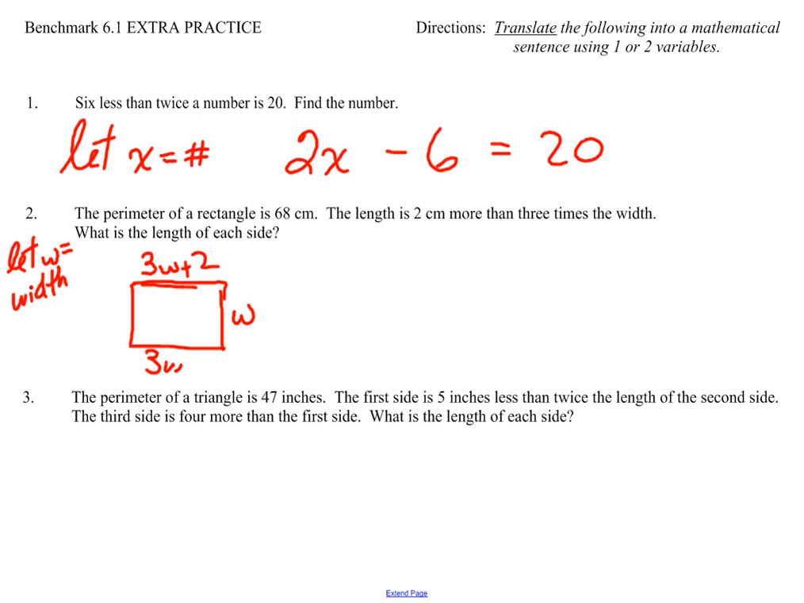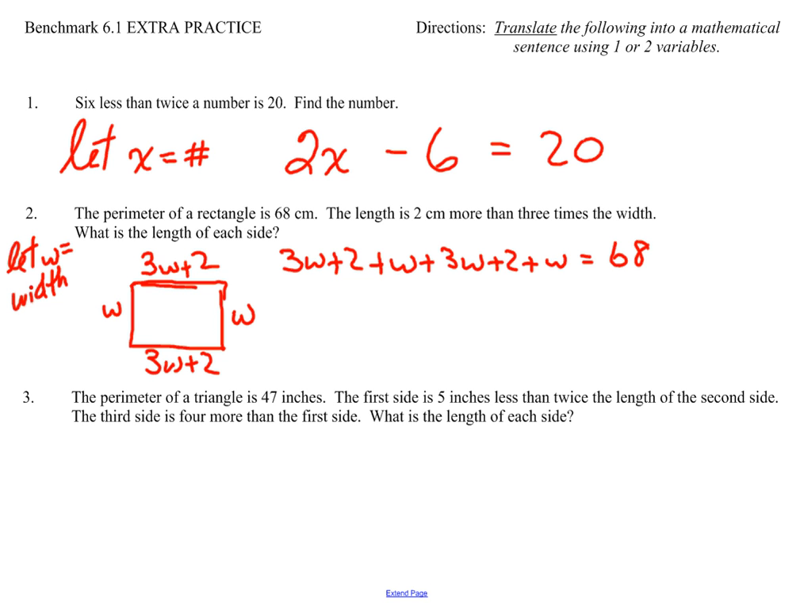You might want to put in, because we're talking about perimeter, the other 2 sides. And you could either write, for the perimeter, you add all the sides up, so 3W plus 2 plus W plus 3W plus 2 plus W. It just seems like a lot of work there. Equals that 68. And I would accept that, because we're not really solving these problems, we're just translating them.